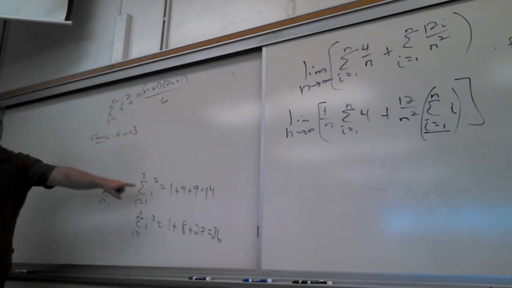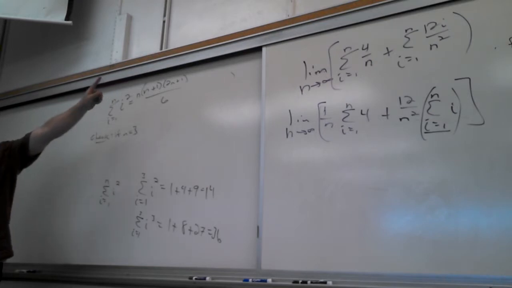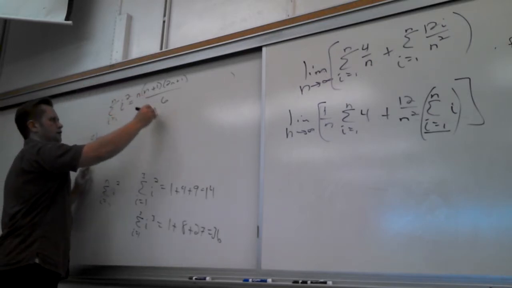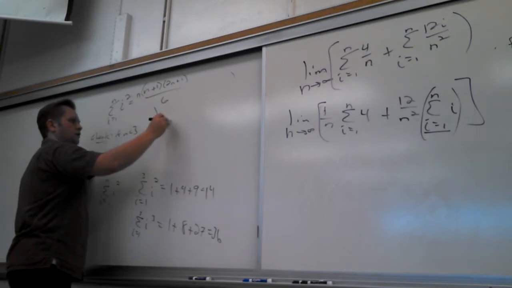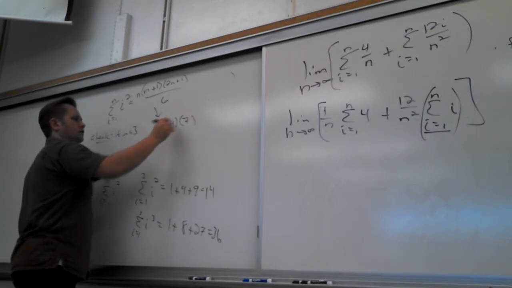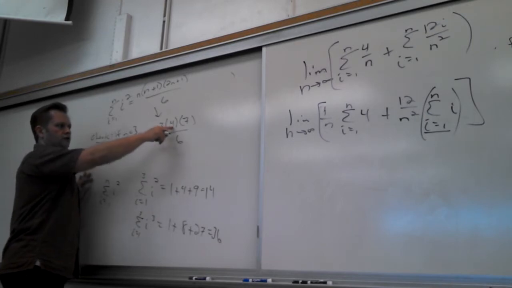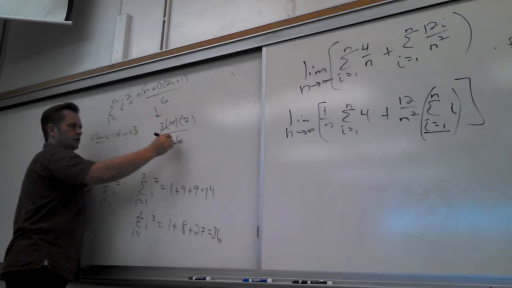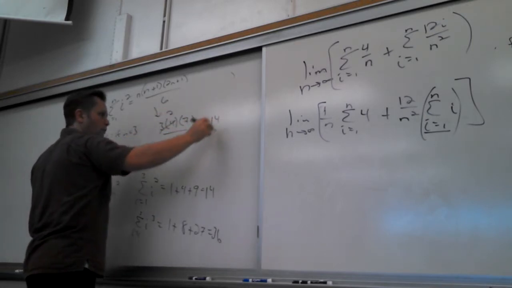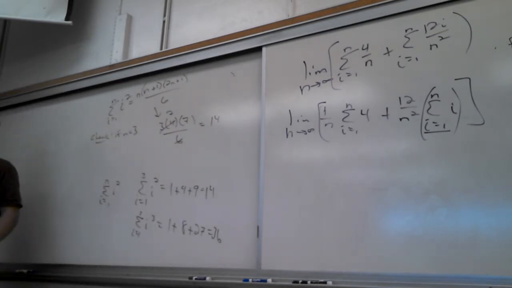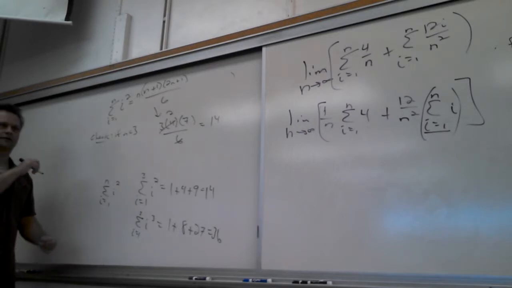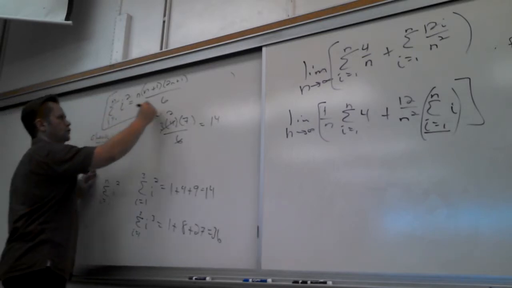So if N is 3, I should get 14 from this formula, should I not? Yes. Because it's supposed to be the same thing. So let's see, if N is 3, what's this? 3 times 4 times 7 over 6. 12 divided by 6 is 2 times 7 is 14. Alright, so that's what it is for I squared.